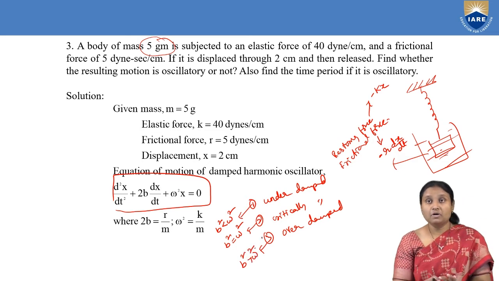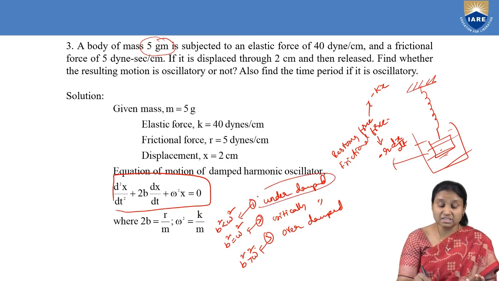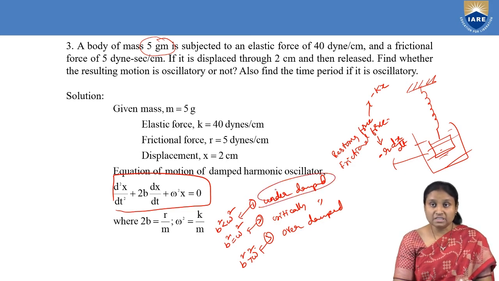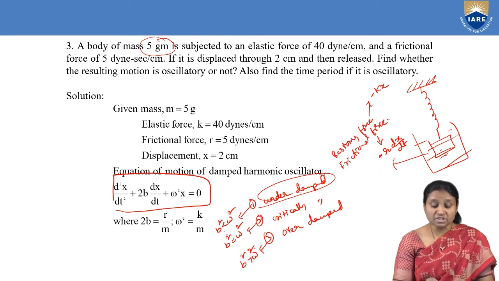So here, our oscillator will be in motion only if it is in the underdamped stage, where b square should be less than omega square. So in order to find whether the resulting motion is oscillatory or not, I have to check whether b square is less than omega square. And if it is oscillatory, then we need to find the time period.